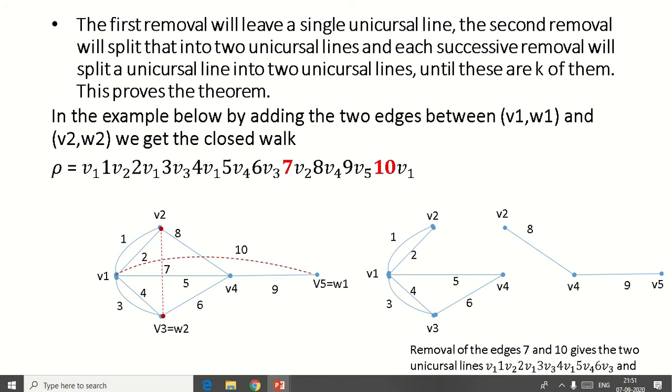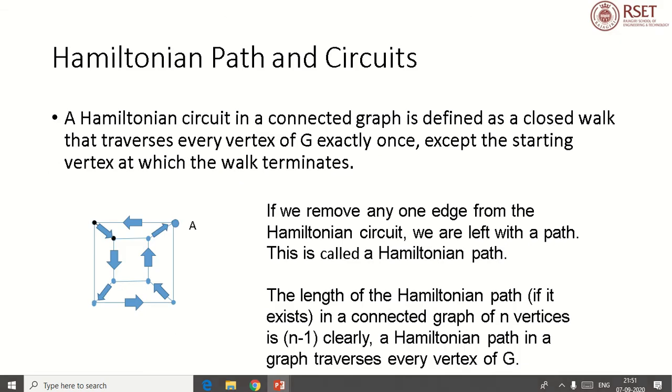This proves the theorem. We can define Hamiltonian path and Hamiltonian circuit. A Hamiltonian circuit in a connected graph is defined as a closed walk that traverses every vertex of G exactly once except the starting vertex at which the walk terminates. See the example. We are starting from A. We reach the next vertex, then like this, we reach the beginning vertex A.